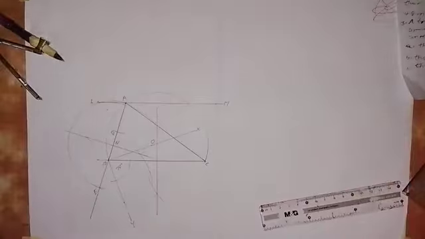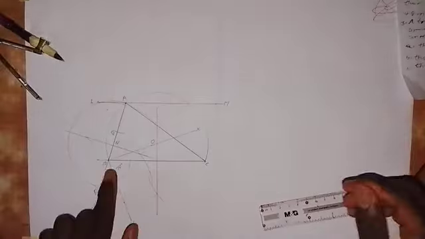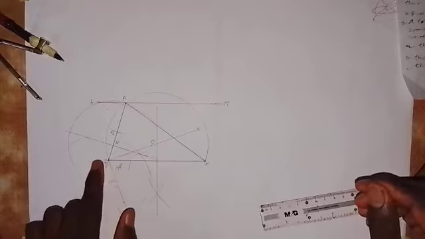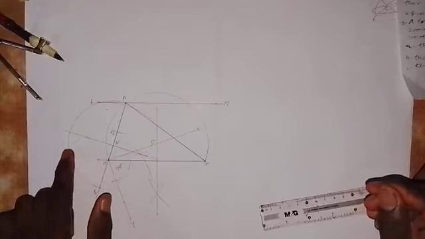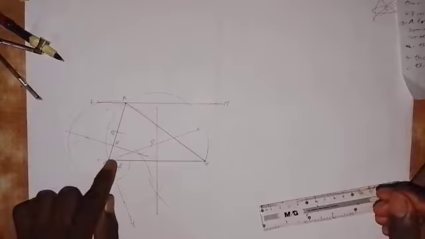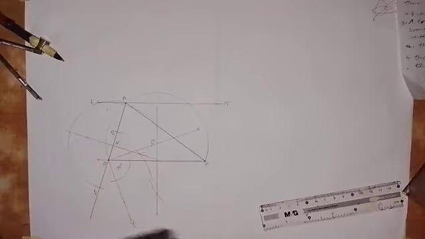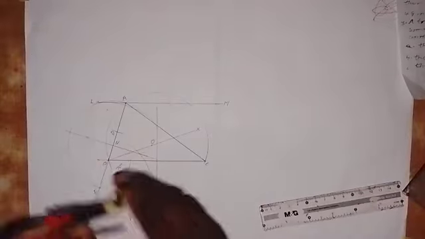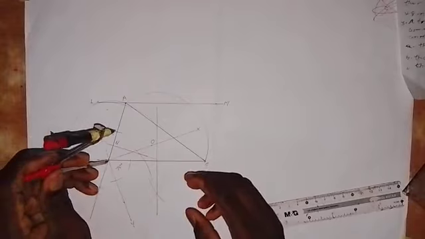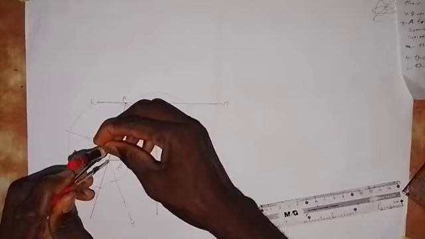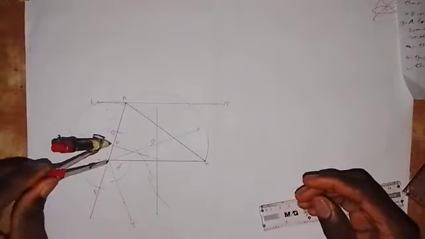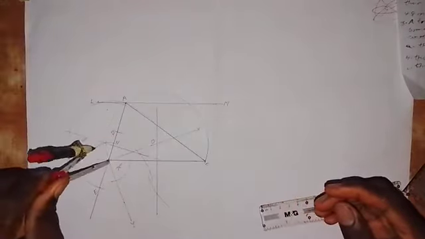All right, so the next thing that we are going to do is construct a perpendicular line at B that will touch this semicircle. So let's look at that. We have to come to point B here. Then we extend the pen point to a convenient radius, and then we draw a semicircle here.